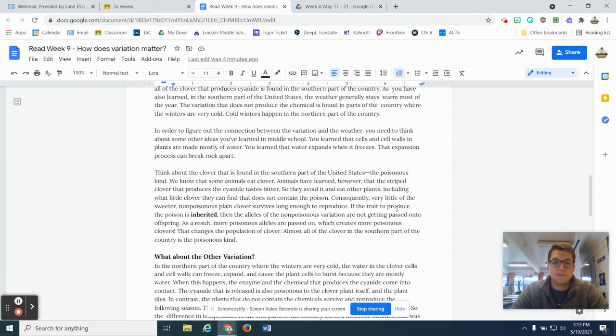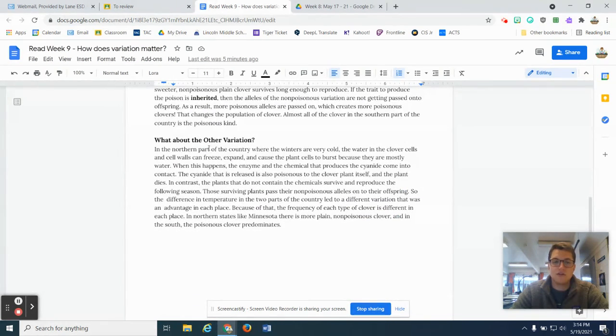If the trait to produce the poison is inherited, then the alleles of the non-poisonous variation are not getting passed on to the offspring. As a result, more poisonous alleles are passed on, which creates more poisonous clovers. That changes the population of the clover. Almost all the clover in the southern part of the country is the poisonous kind. But what about the other variation?